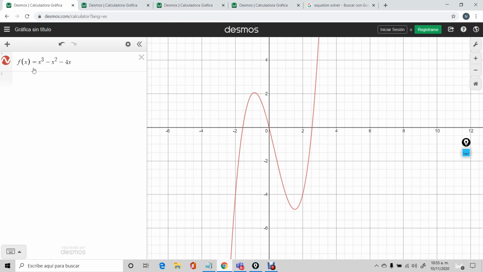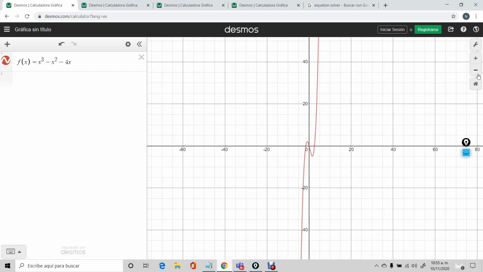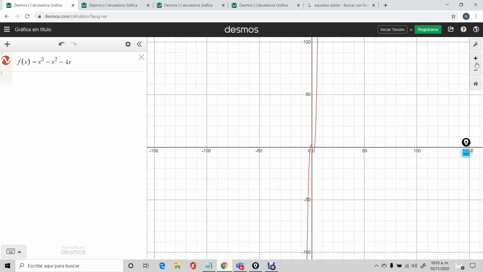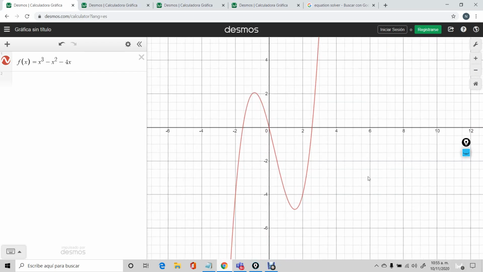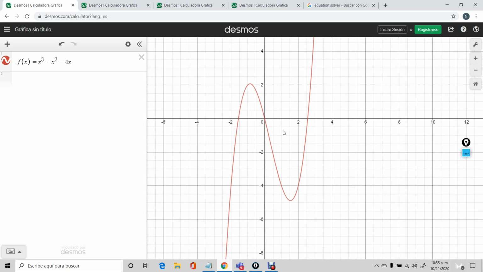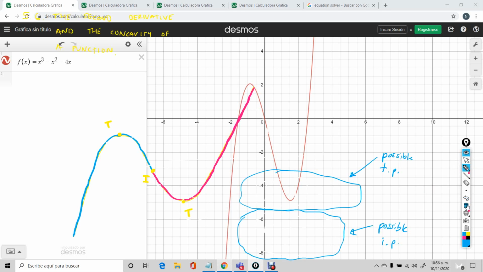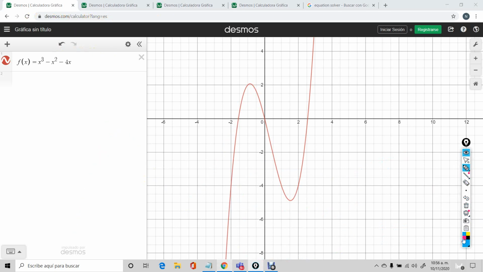Again, it's a cubic function. It's f of x equals x to the cube minus x squared minus 4x. It looks like this. I'm gonna zoom out, and zoom in. Just visually, we can understand that somewhere over this zone there seems to be an inflection point, because it's pretty clear what my function is doing. Let me use the colors. Blue is fine.